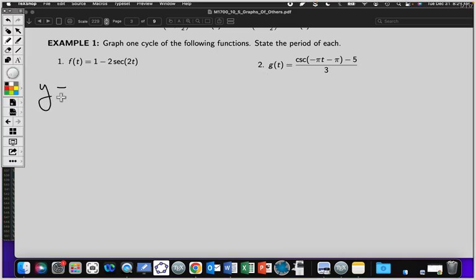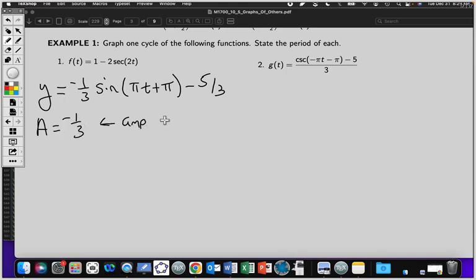And so once again, now we're going to graph y equals negative 1/3 sine of pi t plus pi minus 5/3. So this is what we're going to graph for our sine, and then we'll be able to get to the cosecant graph in short order. All right, so let's write down what we've got here. We can identify a here as minus 1/3. So it means our amplitude is going to be 1/3, but the curve is going to be flipped over. Our b here is minus 5/3, so that's going to be our baseline, minus 5/3.